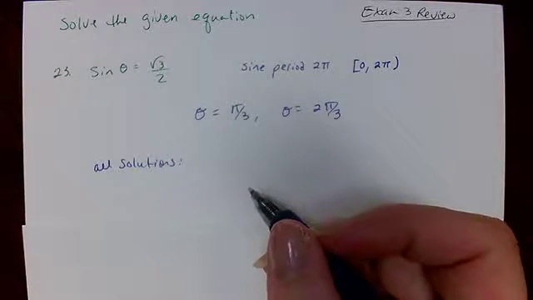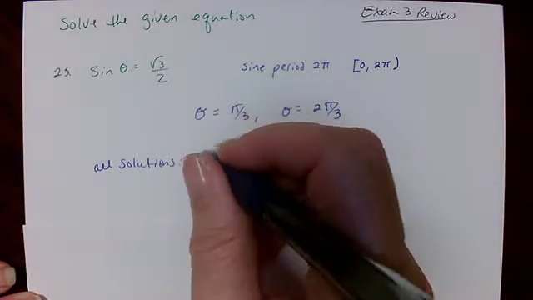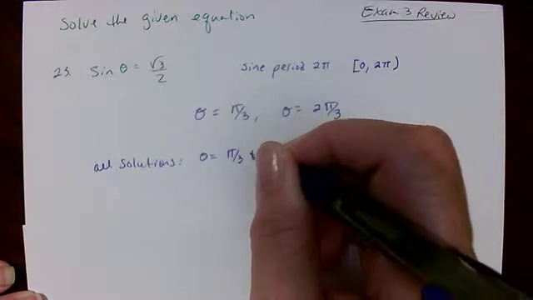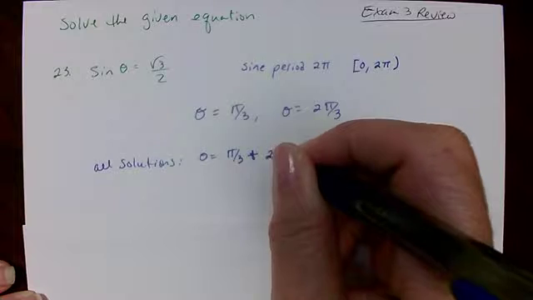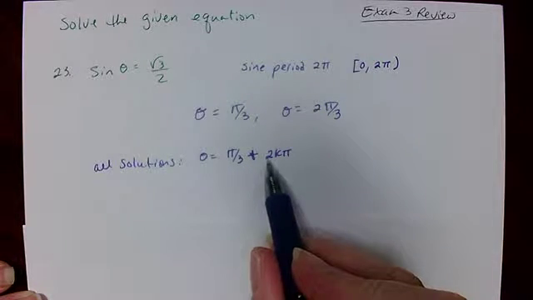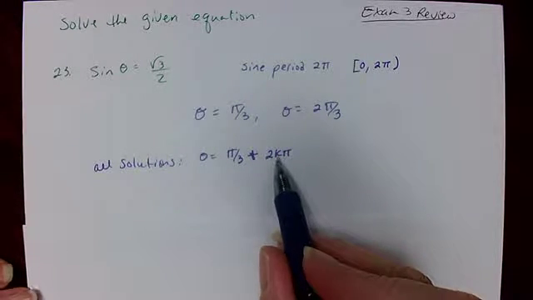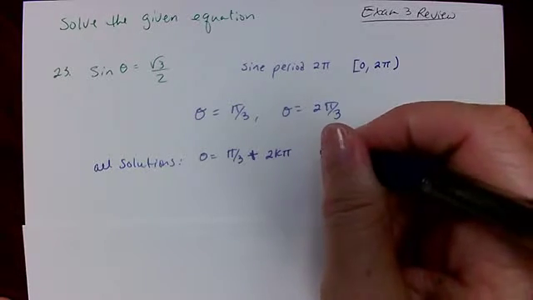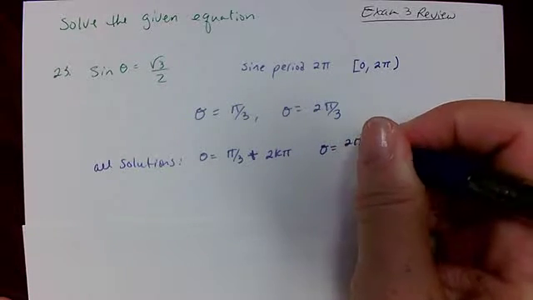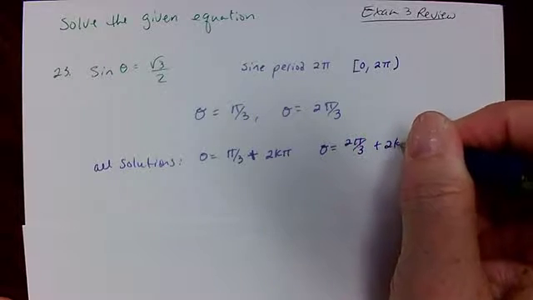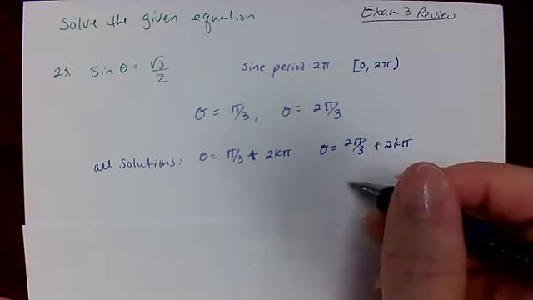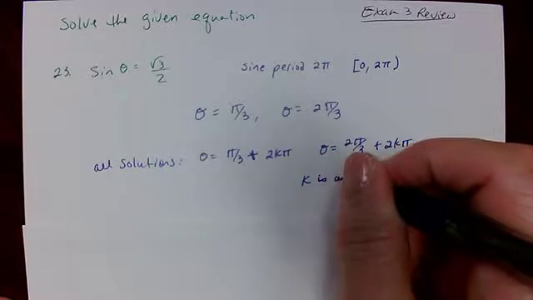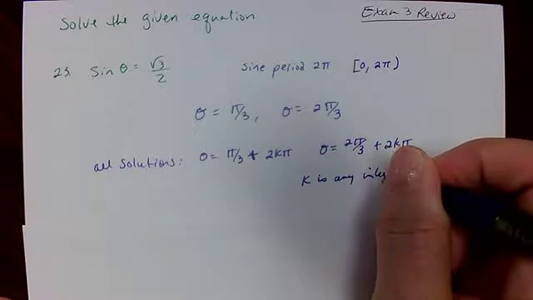So we're looking at coterminal angles. So in this case, we would have theta equals pi over 3 plus 2k pi, because that's 2 times pi and then times however many times around we want to go. And then we would have theta equals 2 pi over 3 plus 2k pi again, because we can go around our unit circle over and over. And of course, this would be k is any integer.